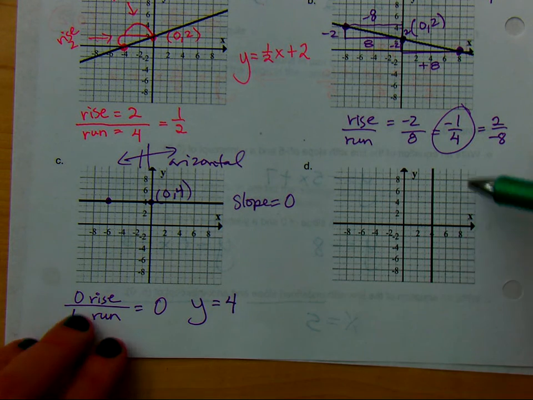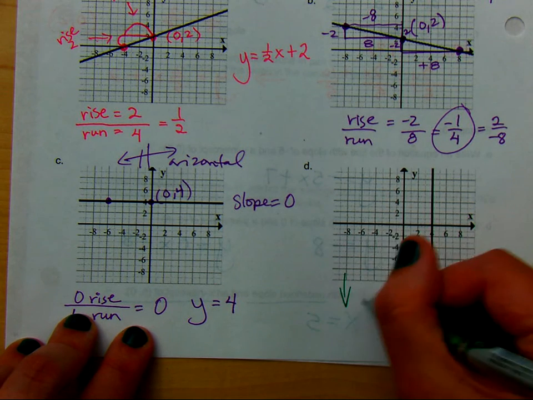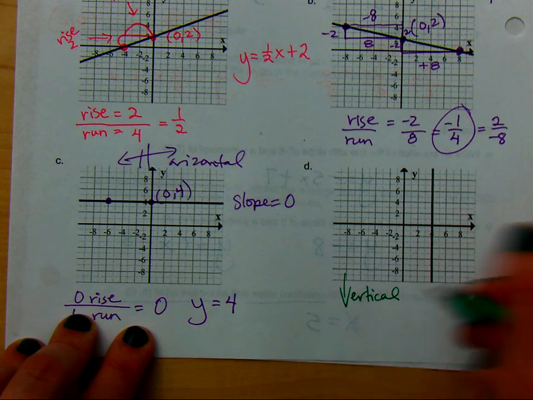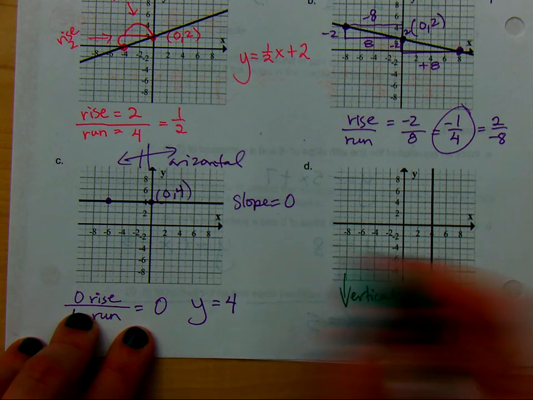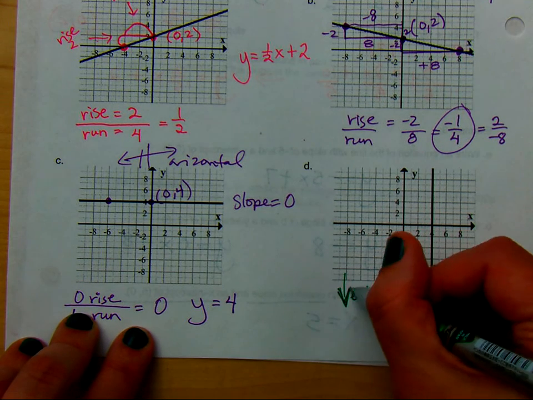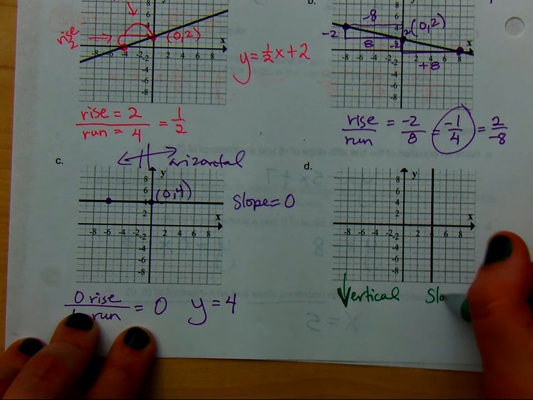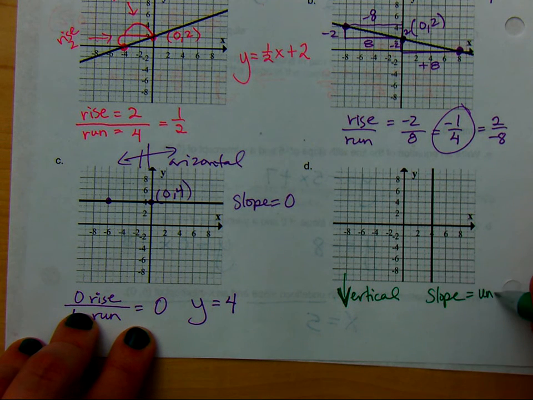And then we look at this line. This is a vertical line. See what I did there? Vertical. Okay. Horizontal, H. Vertical has a V pointing down. Okay. What's the slope? Yes, the slope is undefined. And I'm going to run out of room because I have my hole punch there.